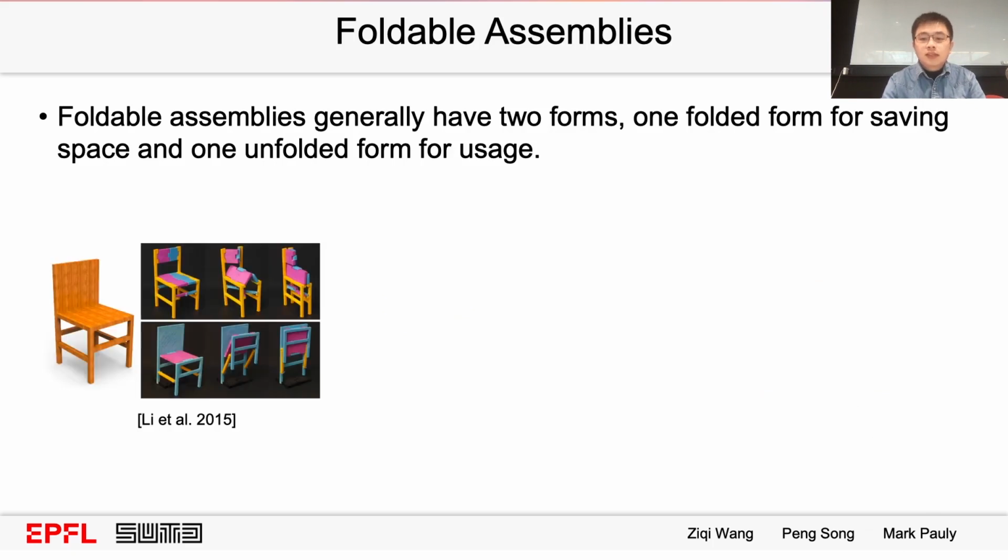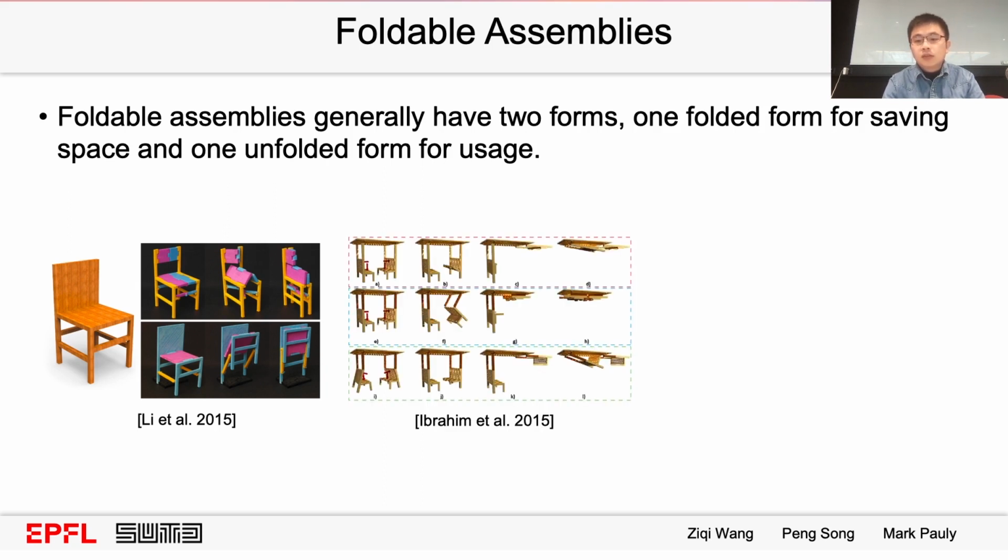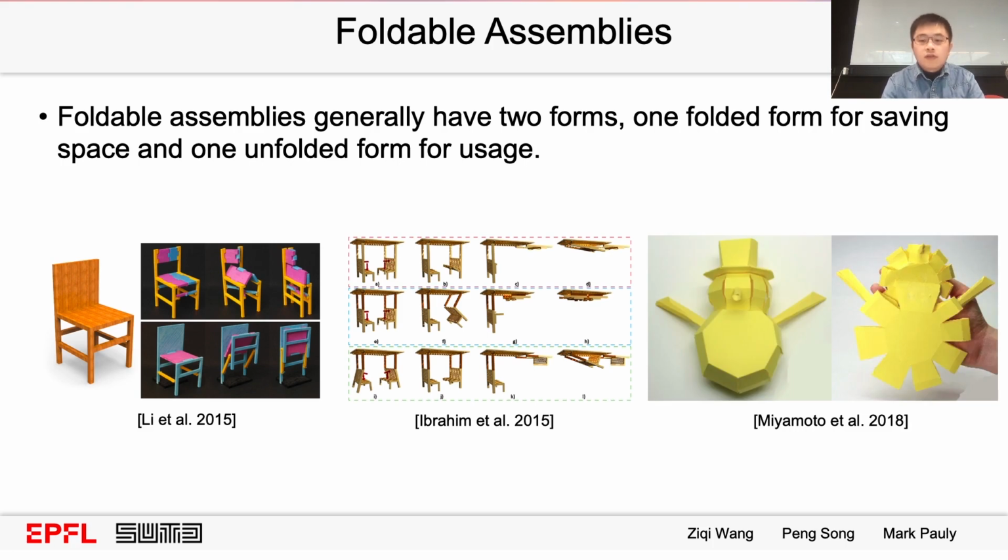The third problem in hinged reconfiguration is the foldable assemblies. Given an input 3D object with a folding direction, Li and their colleagues apply a minimum amount of modification to the object so that it can be folded to save space. Ibrahim and Yan addressed a similar problem, except that the folding direction is computed automatically rather than given. Rather than focusing on furniture, Miyamoto and their colleagues proposed a method for creating a flat foldable model with rigid panels that approximate an input 3D mesh.